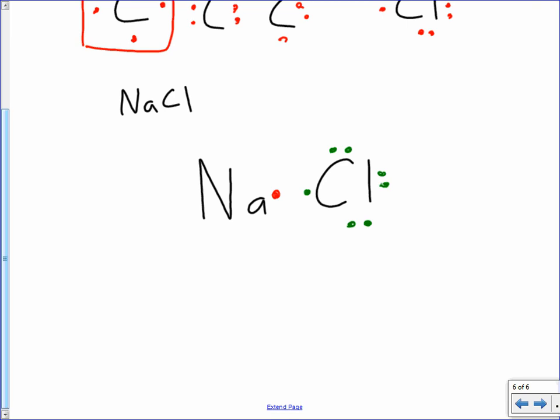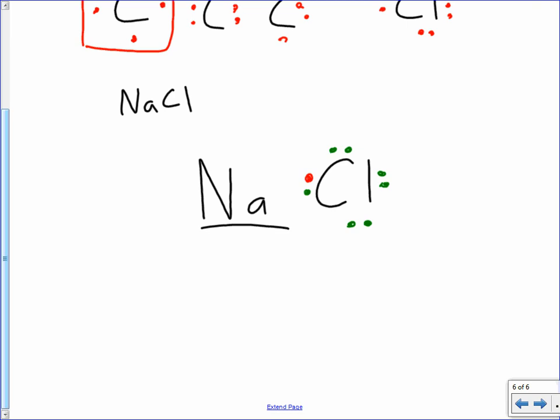So this is where I think Lewis dot structures can be really helpful because they show you what actually happens in a chemical reaction. So sodium and chlorine are going to form an ionic bond, right? Sodium, this one right here, its goal is to get to 0 or 8 valence electrons to be stable. Since it's only got 1, 0 is easier. So what it's going to do is give up its valence electron, and chlorine will happily take it because now it has 8.